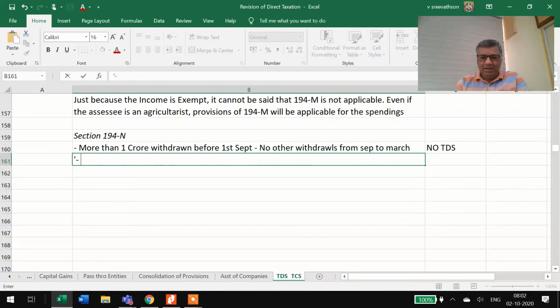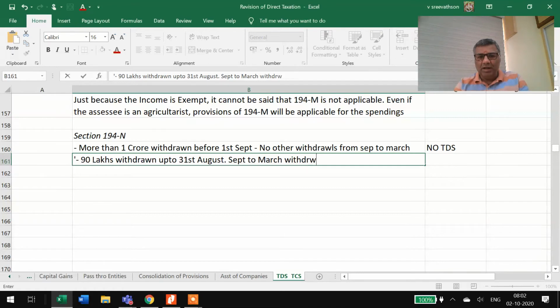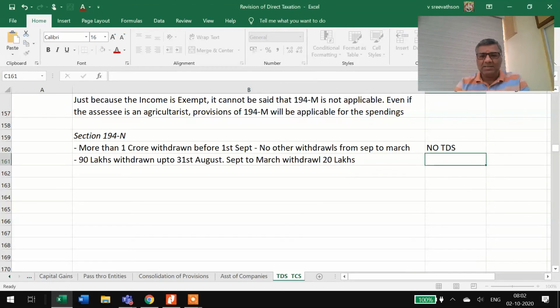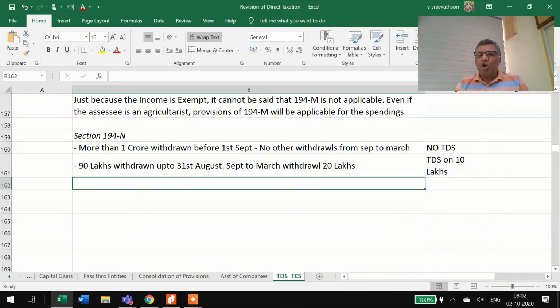Second case: 90 lakhs withdrawn up to 31st August. From September to March, withdrawal of 20 lakhs. TDS on 10 lakhs. So after the threshold is exceeded, TDS applies on 10 lakhs.